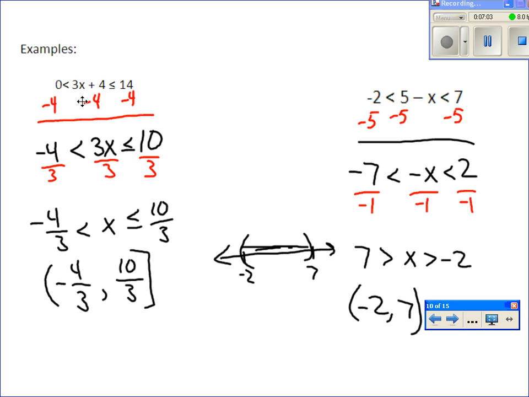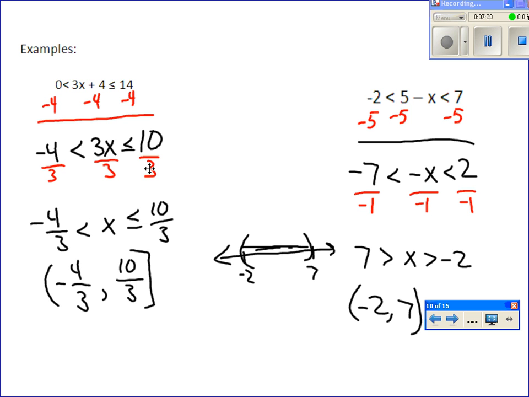So looking at that specific example, 0 is less than 3x plus 4 is less than or equal to 14. In order to isolate the x, we need to subtract the 4. So we'll do that in the middle, but we also need to subtract 4 from the left side and subtract 4 from the right side. So this is what I mean by three-sided. You have to do the same thing to all three pieces of the compound inequality. So that'll give us negative 4 is less than 3x is less than or equal to 10.